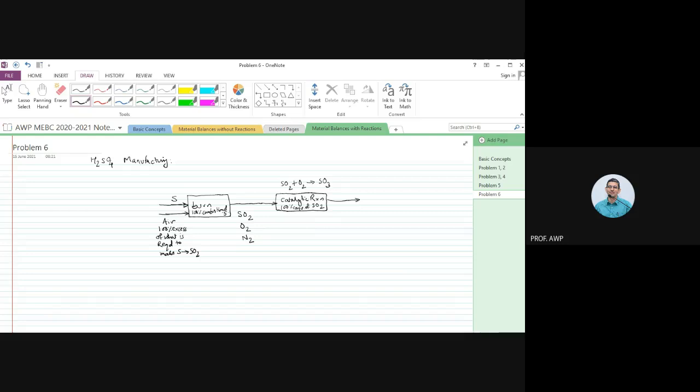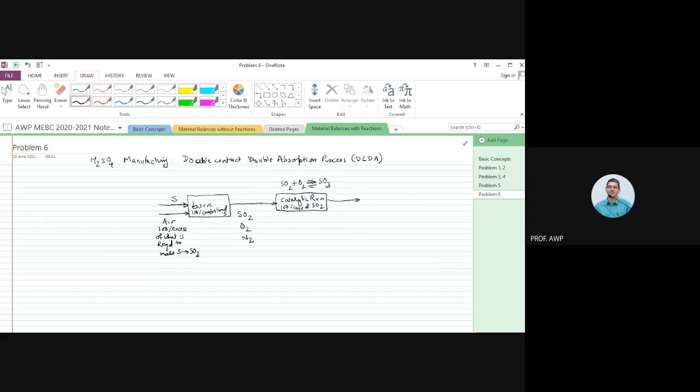You oxidize, you absorb, again you oxidize, again you absorb, and so on. That is called the double contact, double absorption process, DCDA. The SO3 that is formed, we absorb in water, because this is an equilibrium reaction.